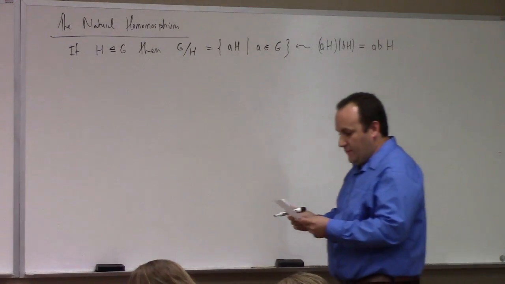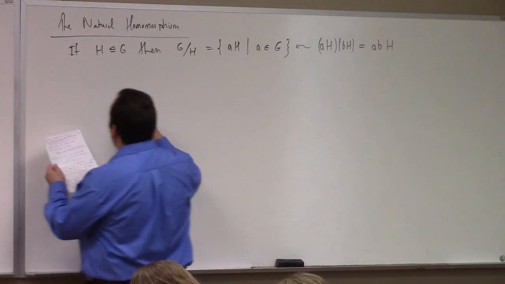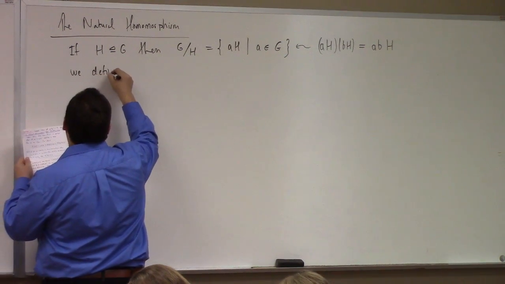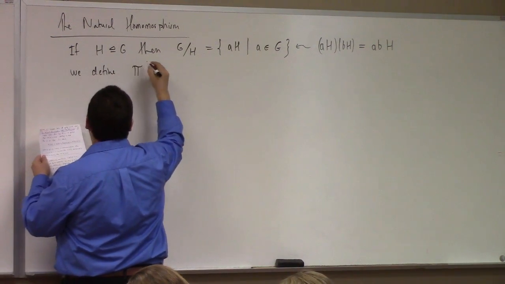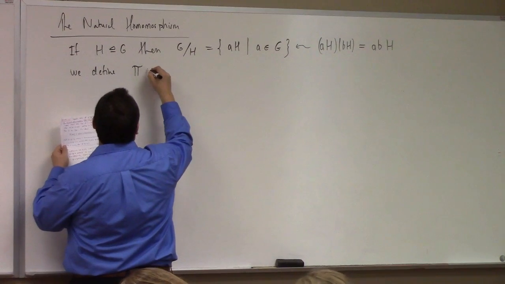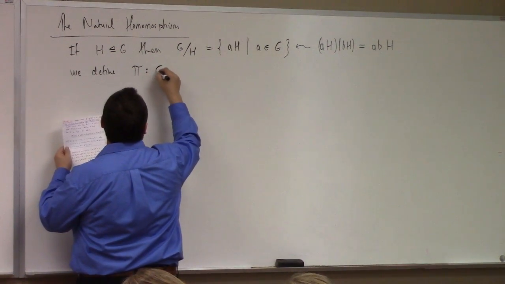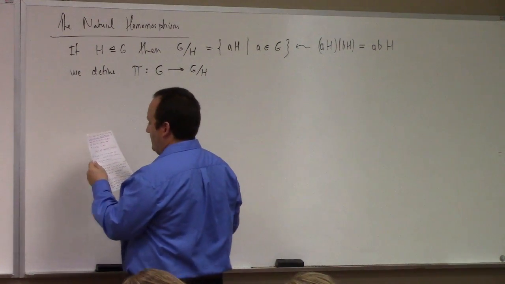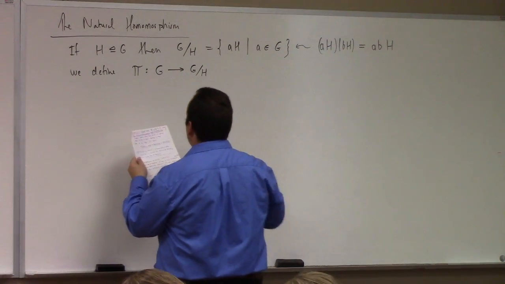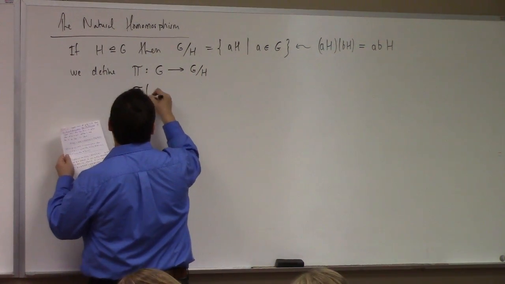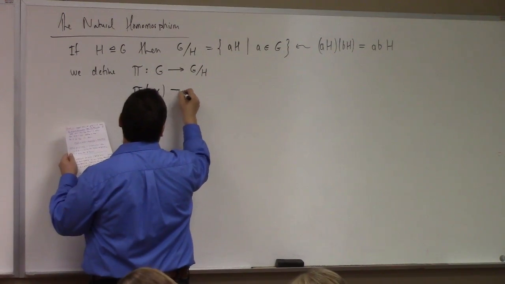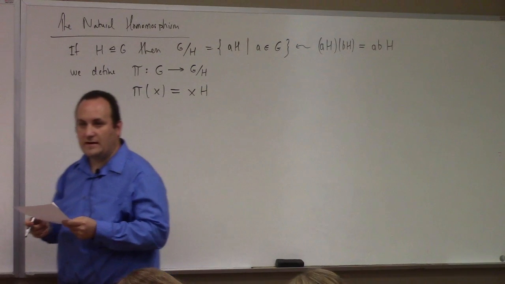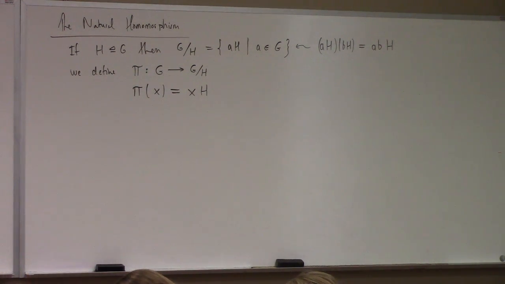Okay, so with this there comes a natural homomorphism. We define, usually using pi for this, pi as a mapping from the group to the factor group, or quotient group if you prefer. The mapping is just the natural one: x maps to the coset of x, or the coset containing x if you prefer.